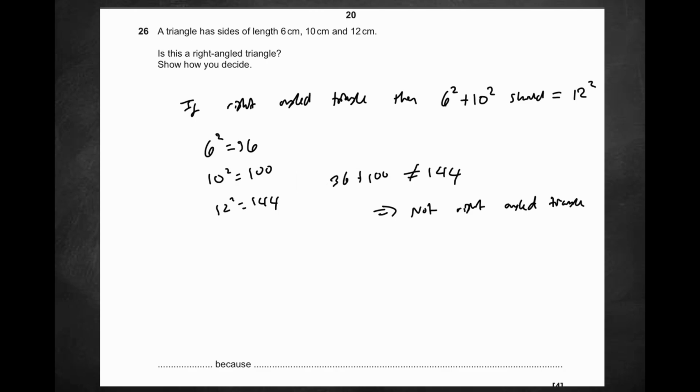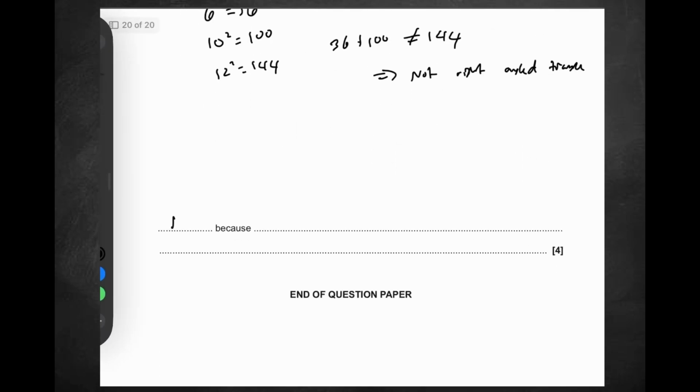And I'm just going to put down here, no, because a squared plus b squared does not equal c squared for side lengths squared. Pythagoras.